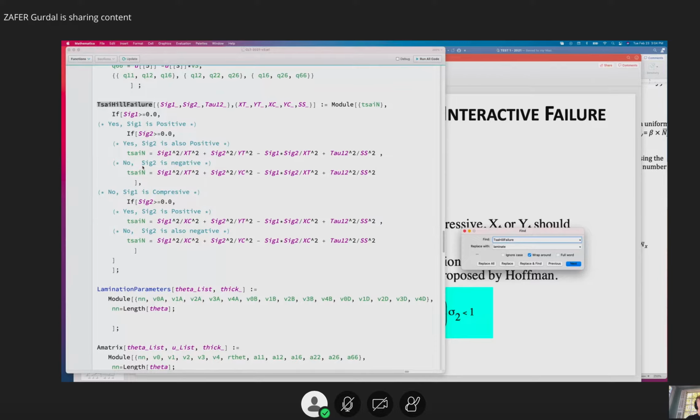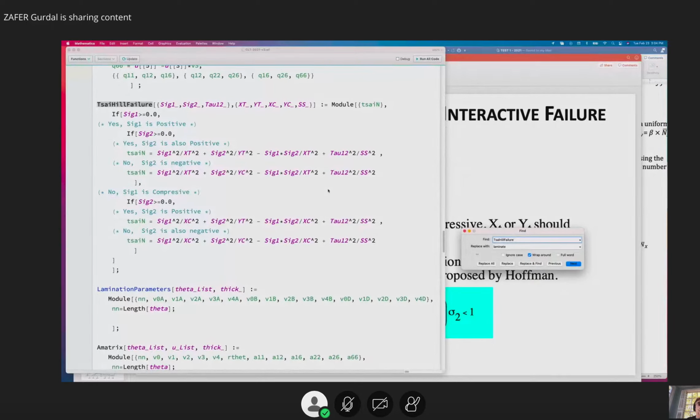So if sigma 1 is not greater than 0, that means it's compressive. You check sigma 2 again. So sigma 1 is compressive, sigma 2 tensile, and xc square. Actually, I didn't even do what I'm telling you in terms of checking the sigma 1 and sigma 2 and splitting this.